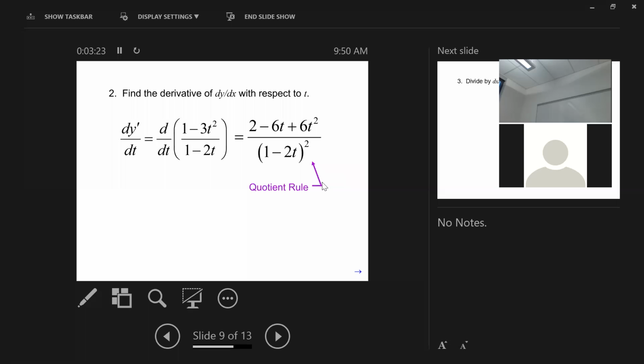So that's where you're getting negative 6t plus 12t squared, subtract negative 2 plus 6t squared, which would be negative 6t plus 6t squared plus 2.